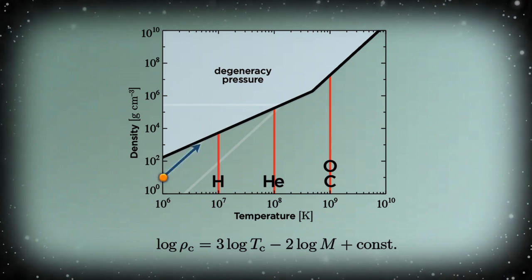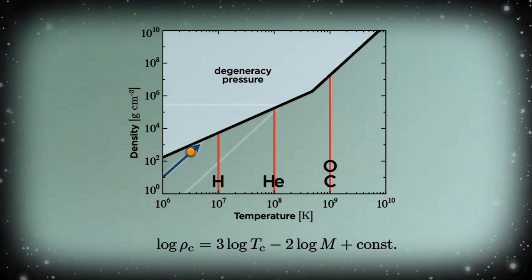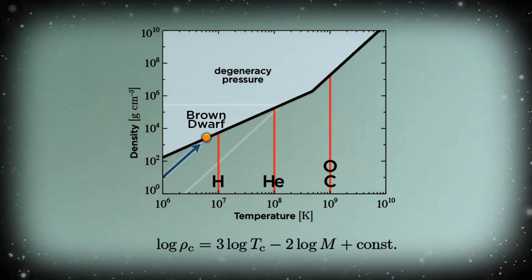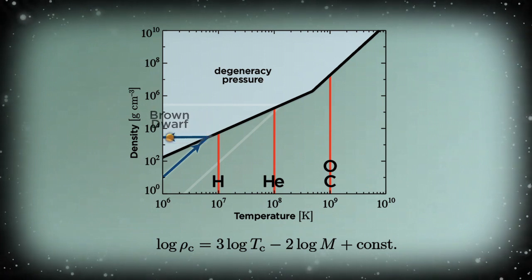The star forms with low density and temperature and contracts, getting hotter and denser. But it crosses into the degeneracy zone even before hydrogen can ignite. It ends up as a sort of failed star, which cools off into oblivion like a white dwarf, but without ever having fused anything. More detailed calculations show that this happens when the mass is less than about 8% of the Sun's mass.